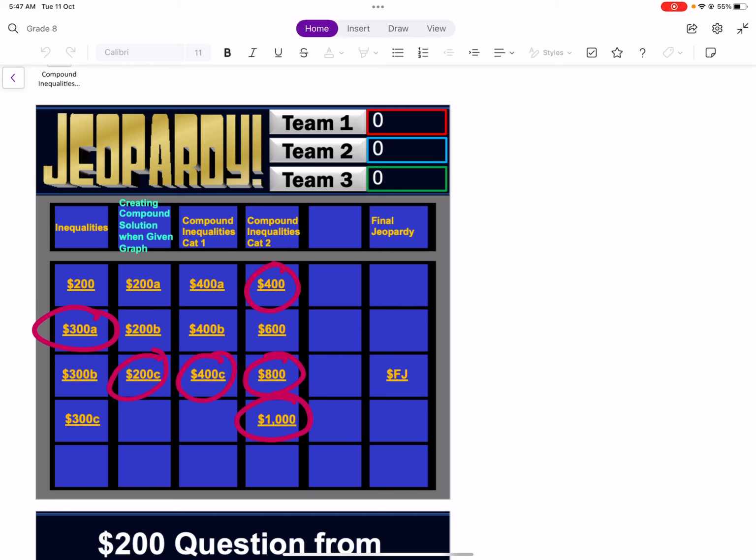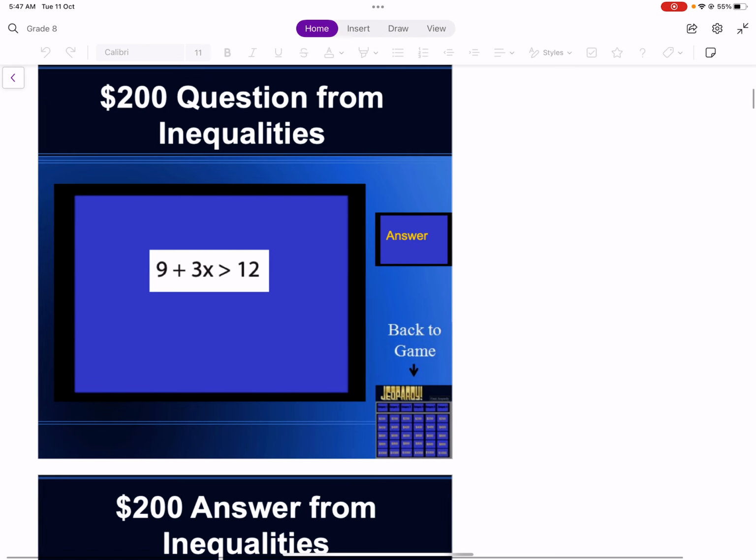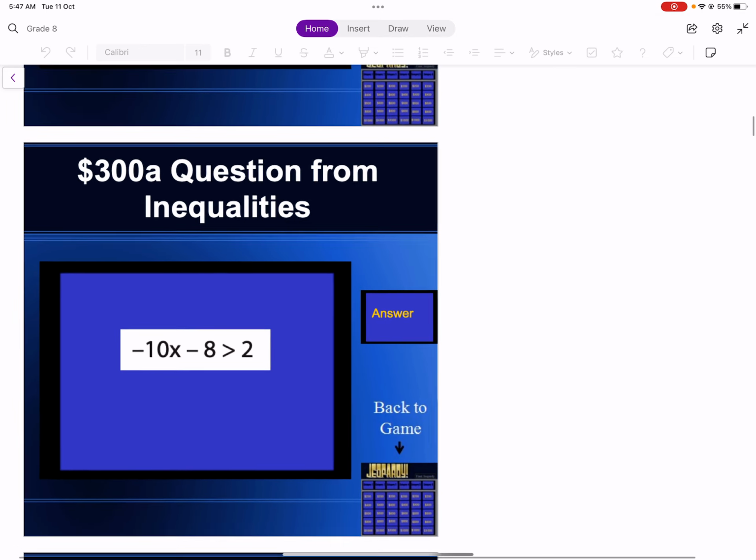All right, so I'm going to go over just a few questions from this Jeopardy, and it's the ones I have circled because each one is very similar to others of its type, and this way you can get some help going over each kind. If you have any other questions on any of the questions I don't go over, just let me know. All right, so the first one that we're going to go through is this 300A.